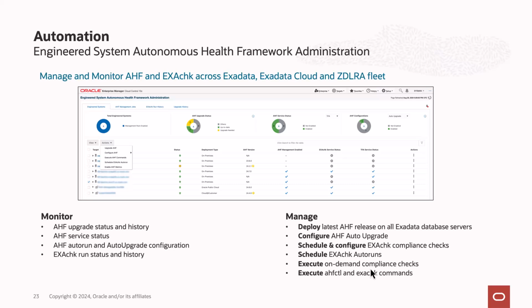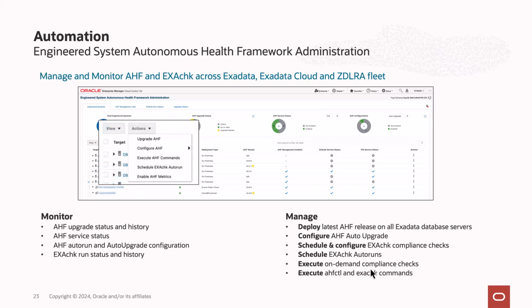It is also possible to run AHF CTL and Exacheck commands from EM. On top of this, we provide monitoring functionality to see upgrade status and upgrade history, AHF service status, Exacheck autorun, auto upgrade configuration, and Exacheck run status and history. These features will reduce the AHF administration by up to 8%.